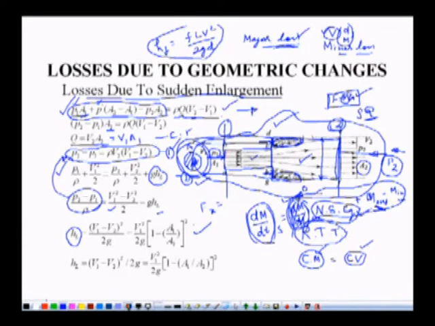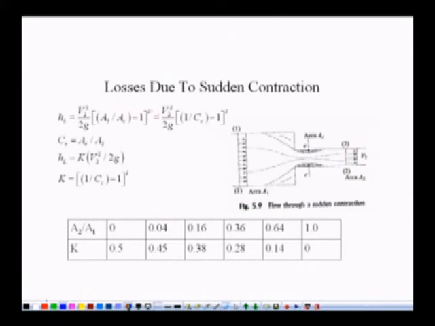We selected a control volume, then we applied the momentum equation, then we applied the continuity equation, then we applied the Bernoulli equation at 1 and 2. So, basically we invoked three types of relationship. One is the momentum principle, second is the continuity equation, and third is the Bernoulli equation. With the help of these three equations, we have got this relationship: HL is equal to V1 square divided by 2g into (1 minus A1 divided by A2) whole square, right. Similarly, we may have another situation where we have to calculate losses due to sudden contraction.